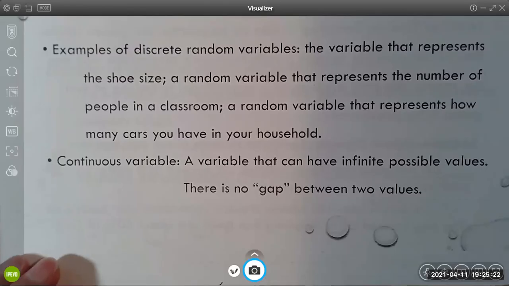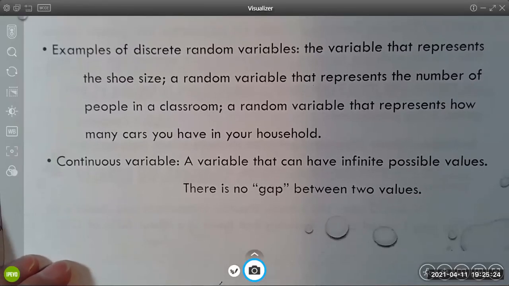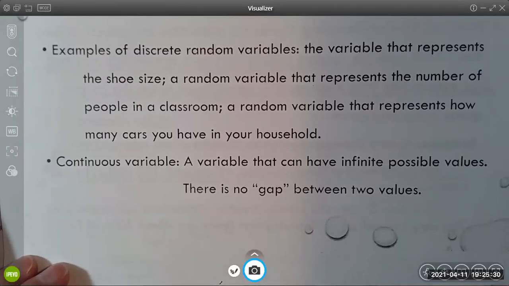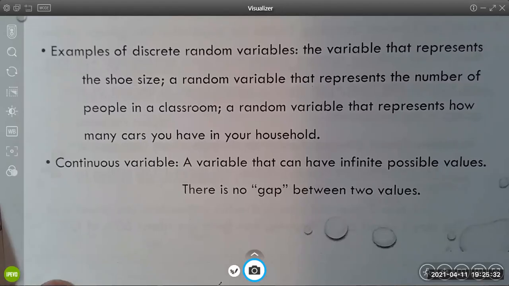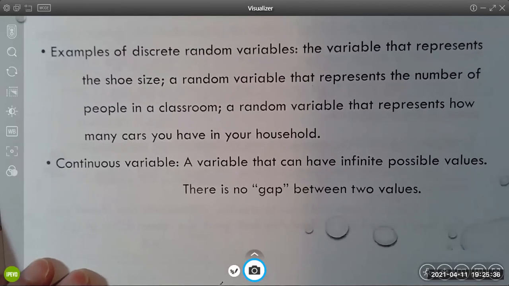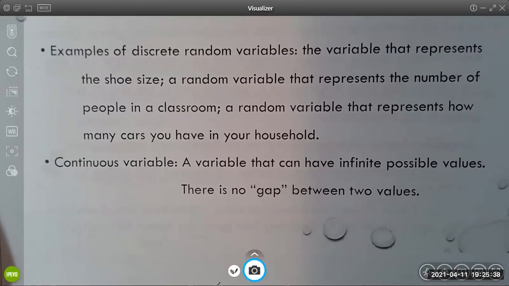On the other hand, as a comparison, a continuous variable is a variable that can have infinite possible values. No matter how small, how big, in between, you can always insert as many numbers as you want. There's no gap in between any two numbers. For example, time is continuous. Can you imagine time having a gap in between?